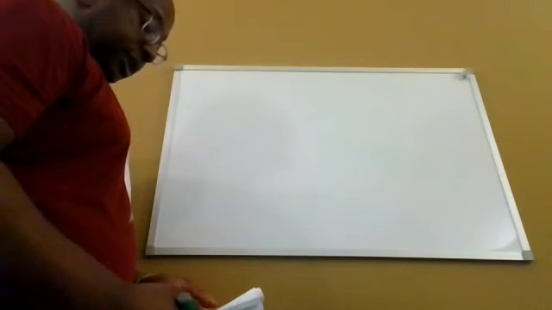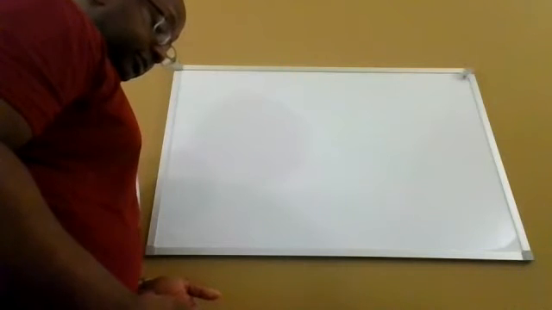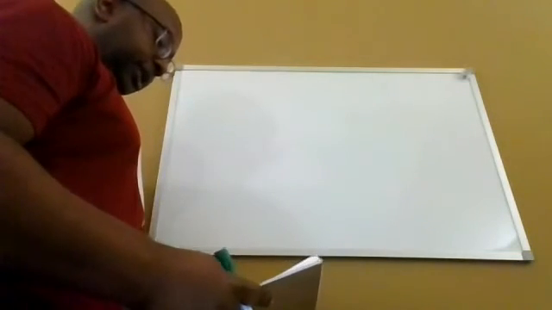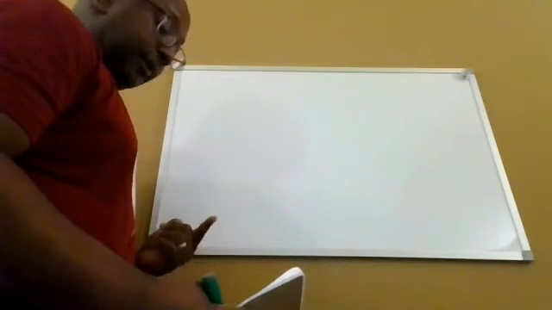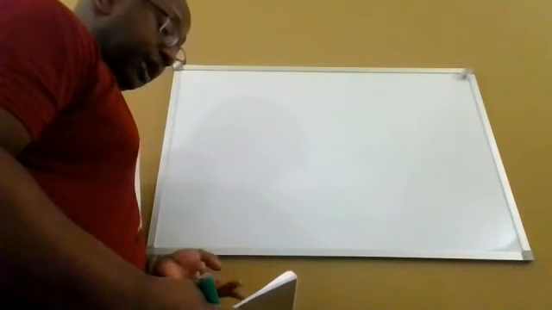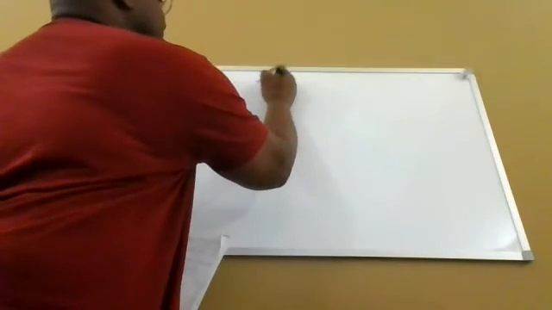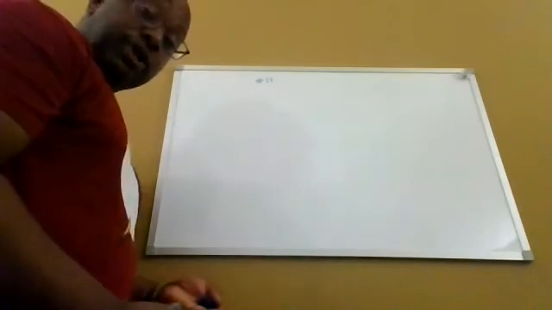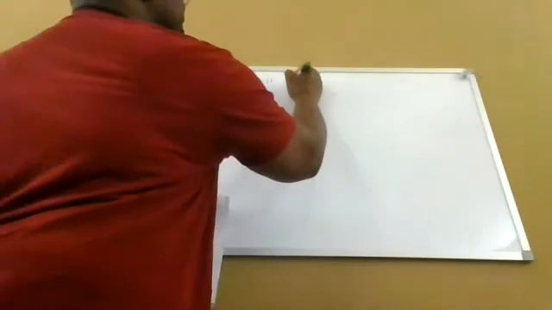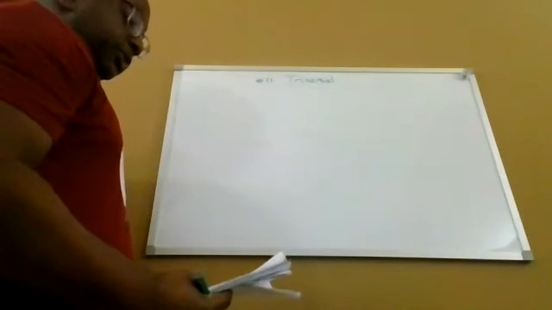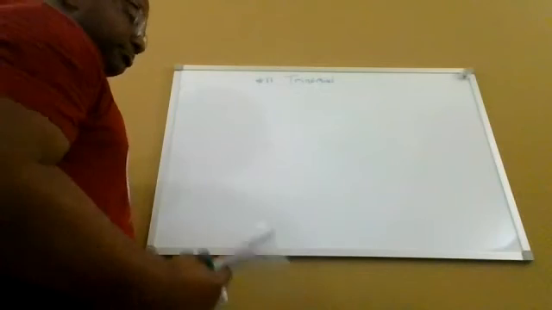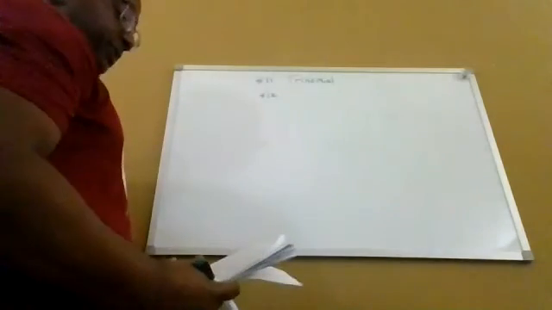Okay, so for number 11 and 12, you were given a polynomial, and you had to determine if it was a monomial, which means it had one term, a binomial, which means it had two terms, or trinomial if it had three terms. So for number 11, it had three terms, so that means it's a trinomial. For number 12, it had just one term, so that means it was a monomial.